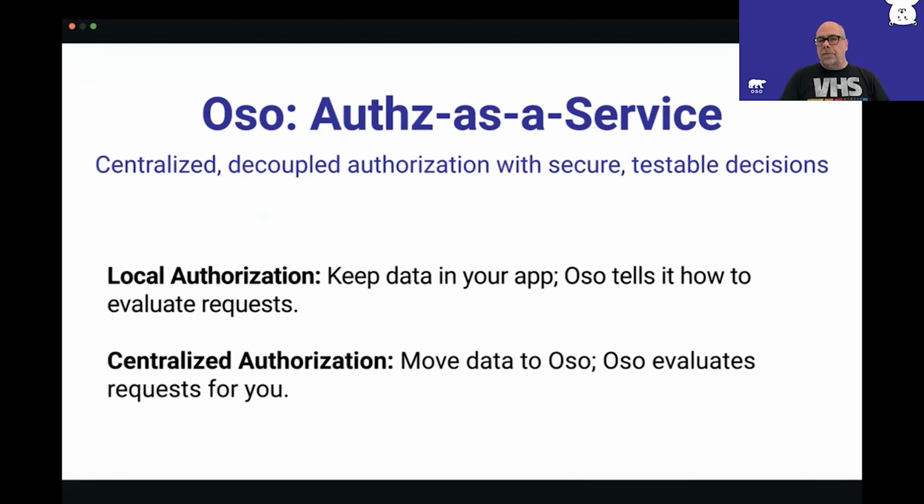What we're going to really focus on today is the idea of local authorization, where we keep the data in our app. And when we evaluate the request, we're going to do partial evaluation of the policy, as well as return how we get the answer from our database. I'll show a little bit of what that looks like in a moment.